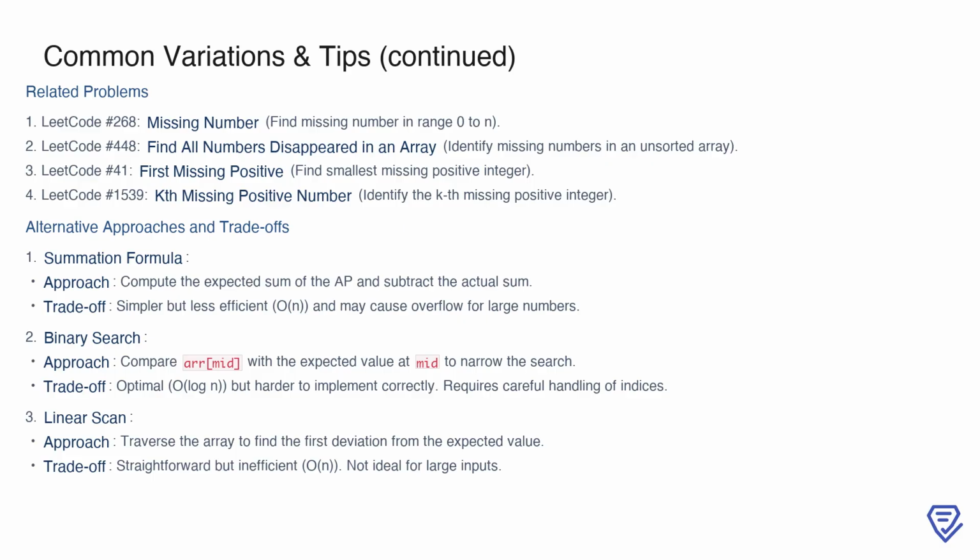Additionally, alternative approaches to solving the missing number in an arithmetic progression include using the summation formula. This method involves calculating the expected sum of the sequence and subtracting the actual sum to find the missing value. While simple, it runs in O(n) time and may lead to overflow with large numbers. Binary search, on the other hand, is more efficient at O(log n), and compares the actual value at the midpoint with the expected value to narrow down the search. However, it's more complex to implement and requires careful handling of indices. Finally, a linear scan can be used to find the first deviation from the expected value, but this approach is less efficient at O(n), making it unsuitable for larger inputs.